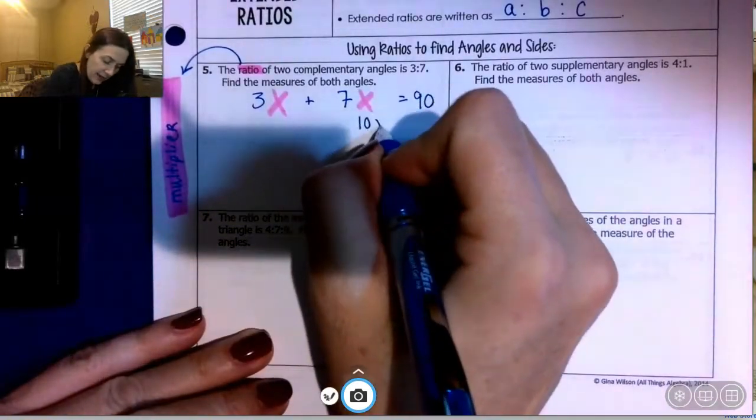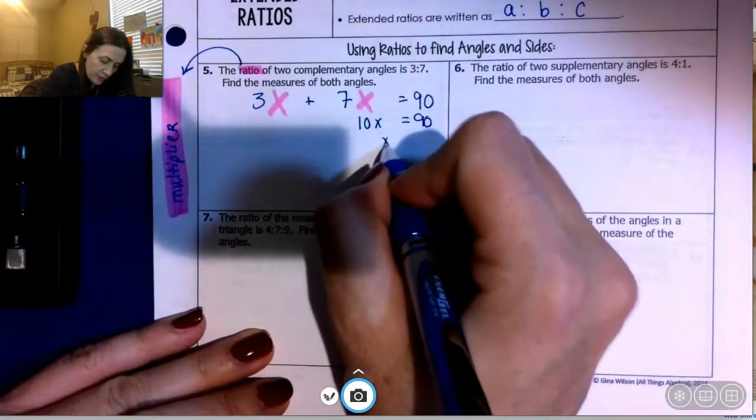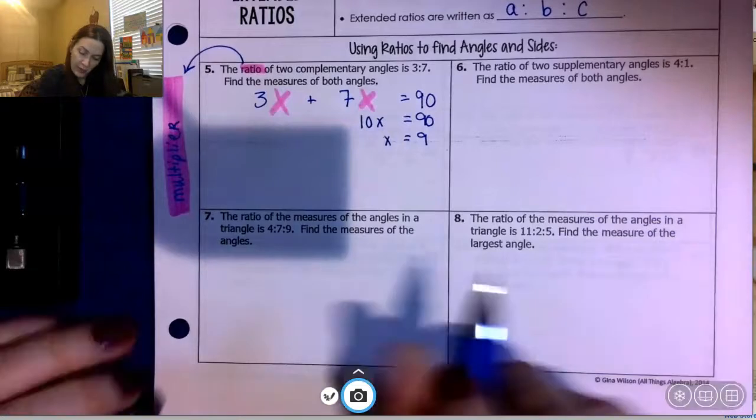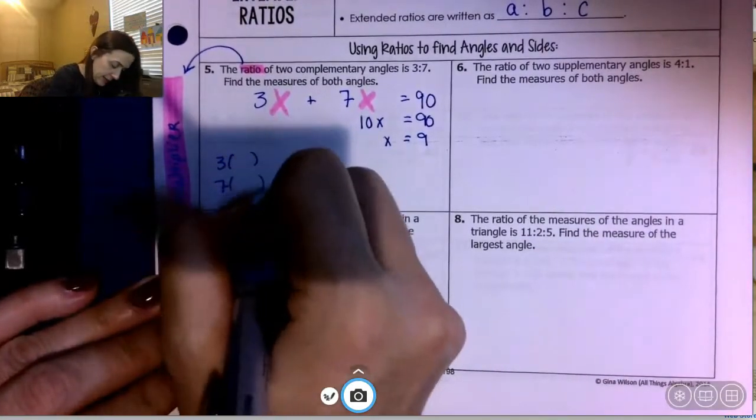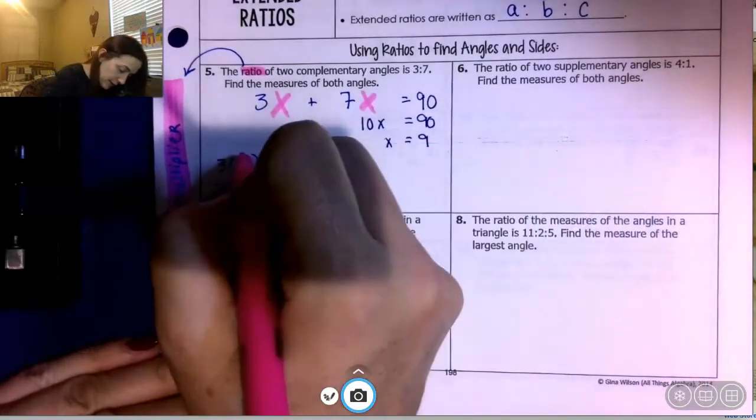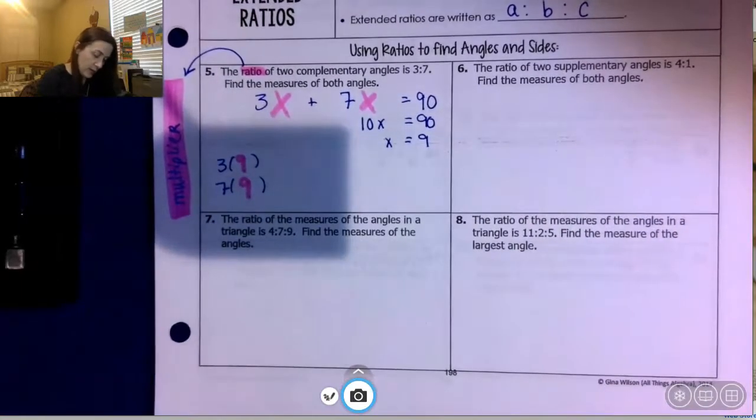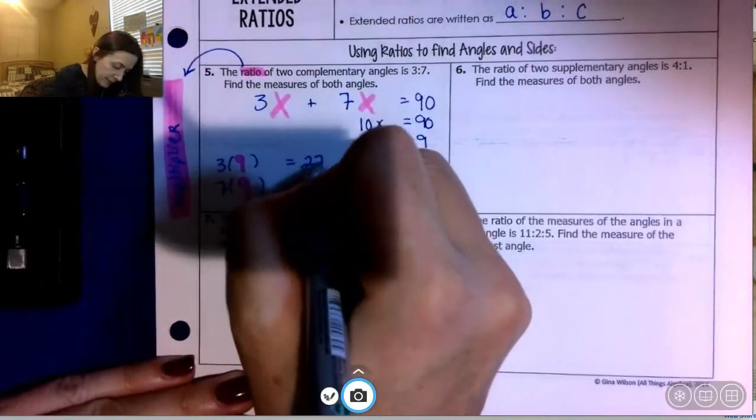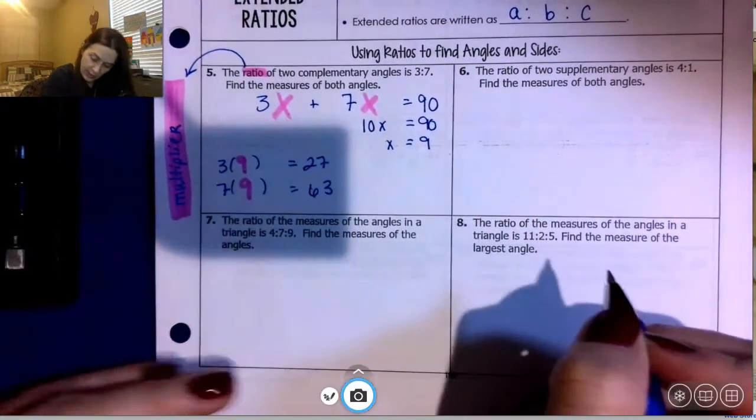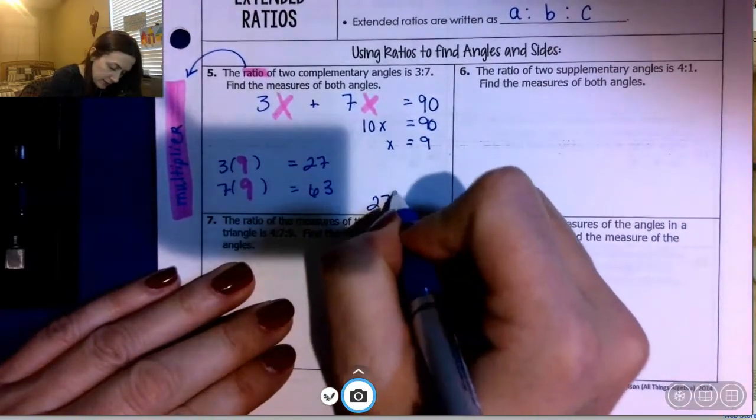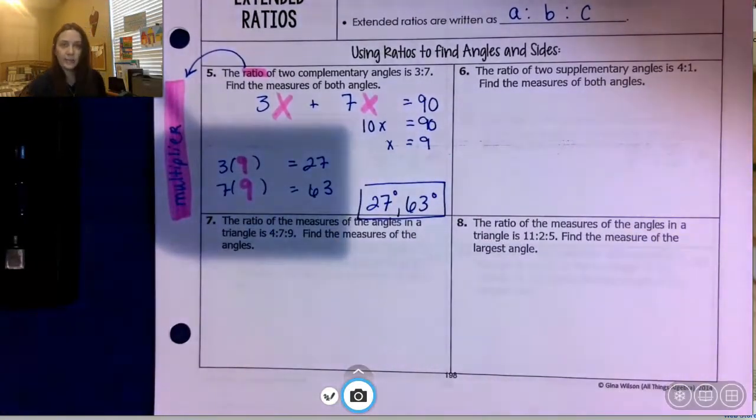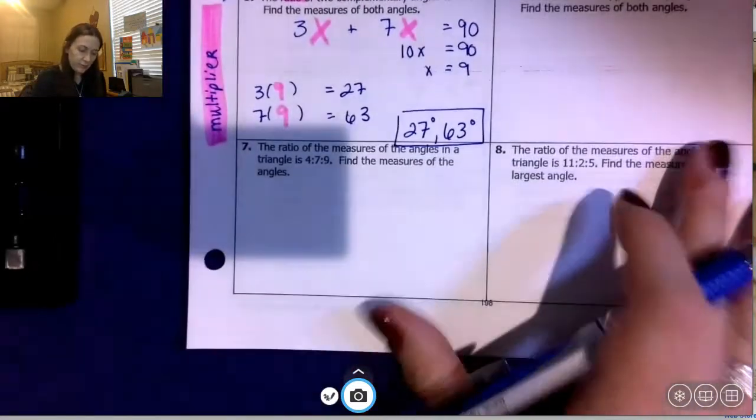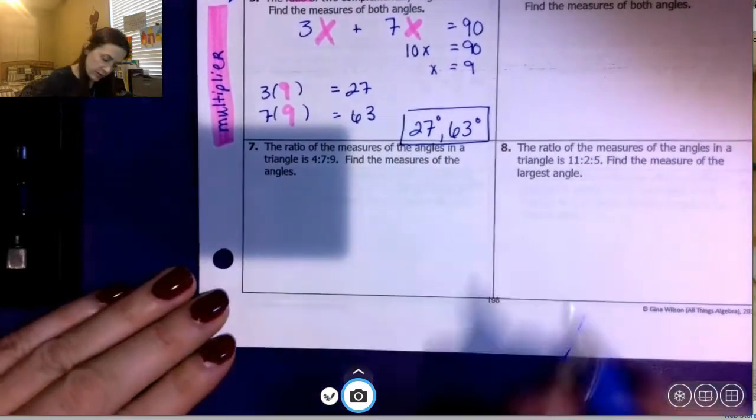So this is actually 10x equals 90. My multiplier here is 9. So my angles are going to be 3 times 9 and 7 times 9. Plug that multiplier in here. 3 times 9 is 27. 7 times 9 is 63. My angles are 27 degrees and 63 degrees. And those add up to 90, so you can check and make sure you did it correctly. I'm going to go ahead and do 7. You guys do 6 and 8 on your own.